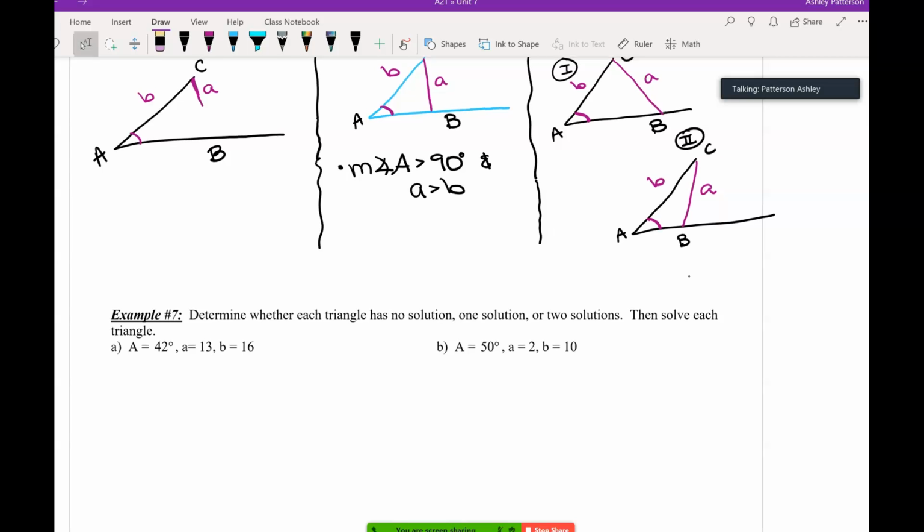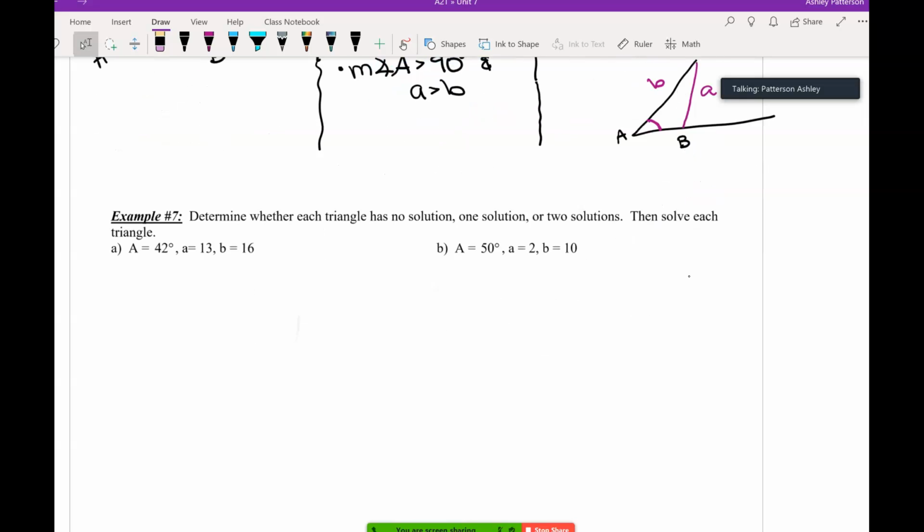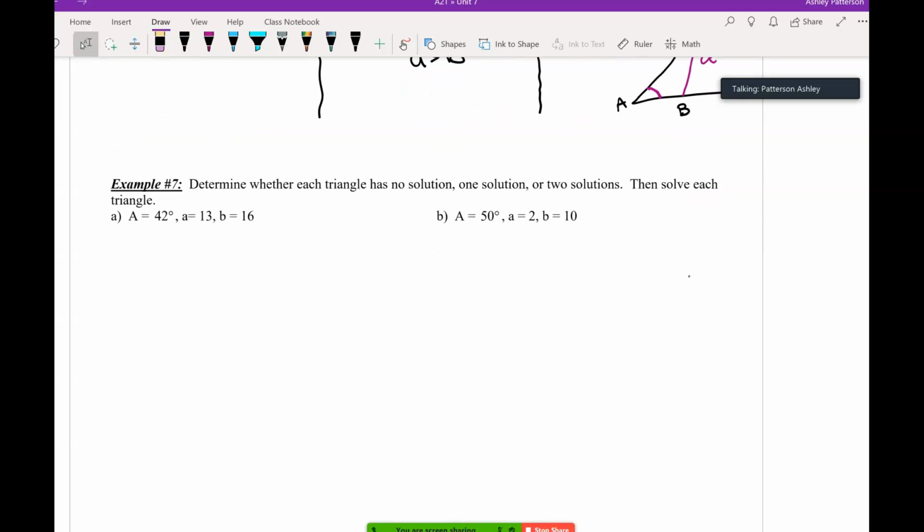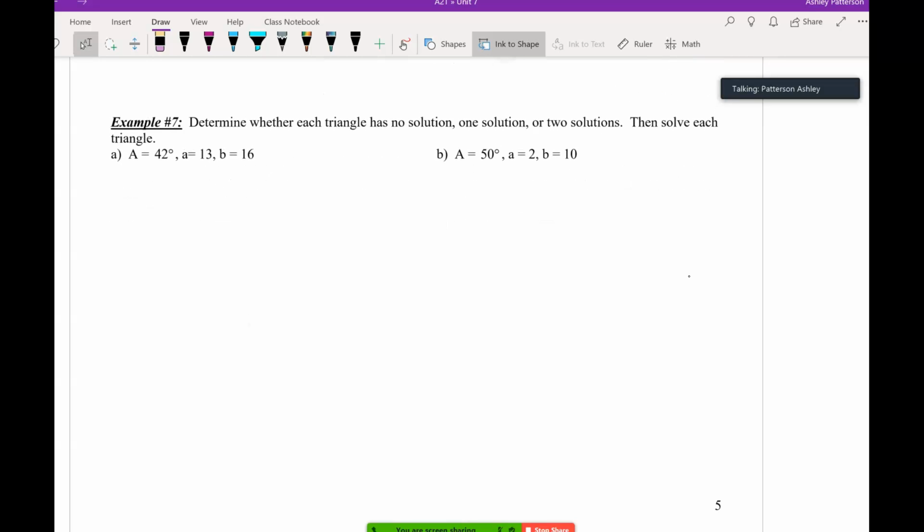Example number 7. We have a lot of opportunities for us to practice. This is great. Determine whether each triangle has no solution, one solution, or two, and then solve depending on your answer. Okay, well, first thing I'm going to do is draw a triangle and label the given information to make sure that I need to test. The only time I need to test is if I'm given angle side information.